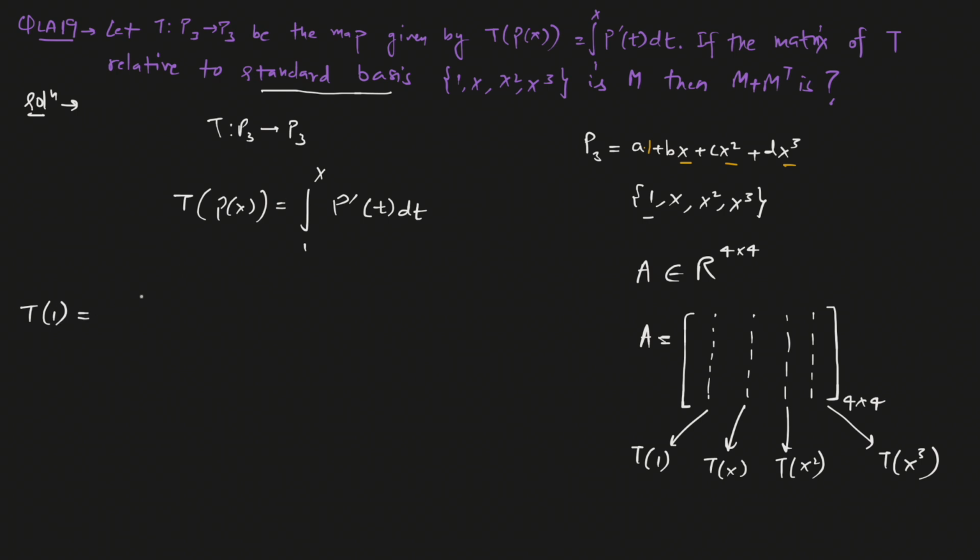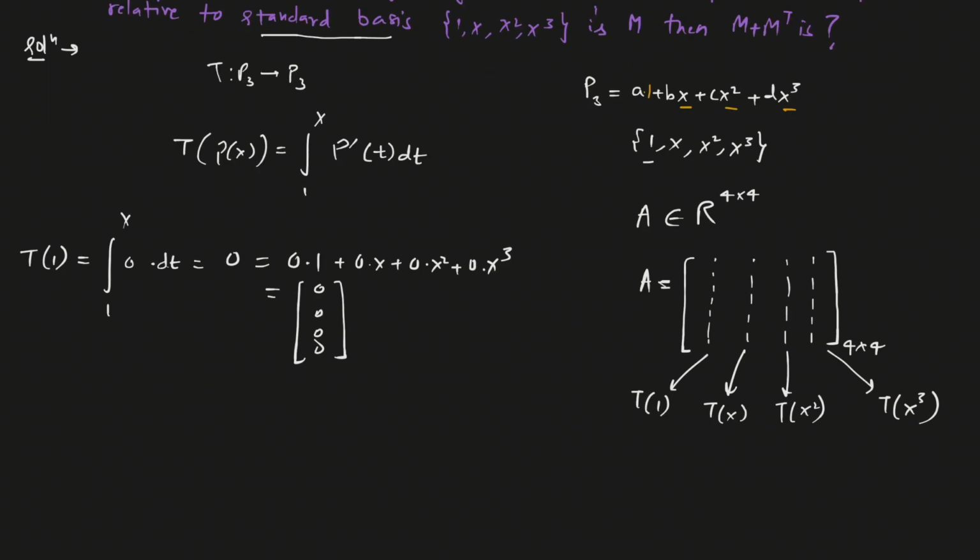So let us suppose we first find T of 1. We are given T of P of x, which is the integral of the first derivative of P, dt. Because 1 is a constant, the first derivative is 0, so this is 0. How can we write 0 as a linear combination of these 4 terms? You just multiply everything with 0: 0 into 1 plus 0 into x plus 0 into x square plus 0 into x cube, right? That is how we get 0. So basically this is 0, 0, 0, 0.